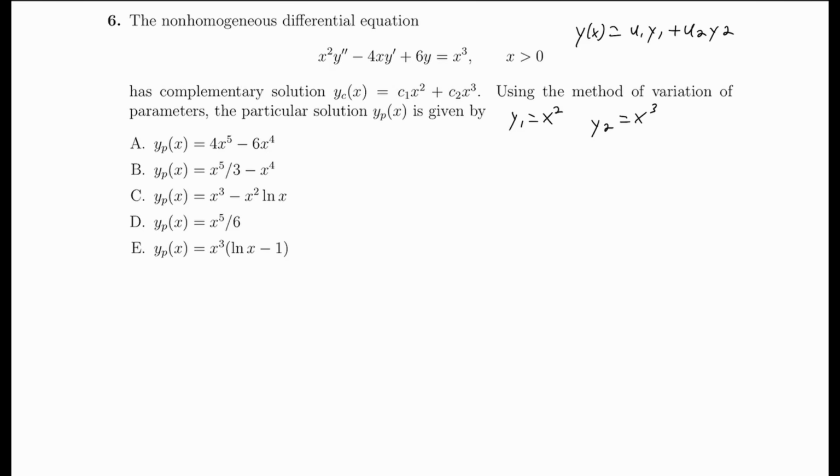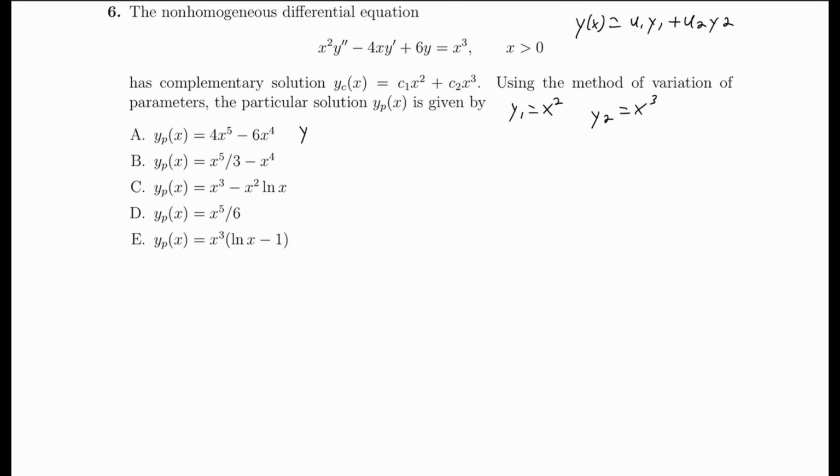We're going to divide this entire equation by x squared to get a coefficient of 1 there. So that'll leave us with y double prime minus 4 over x y prime plus 6y over x squared equals x. And then we call this right side of our function f, so we'll write f equals x. You can notate that however you want, however you remember your variation of parameters formula.